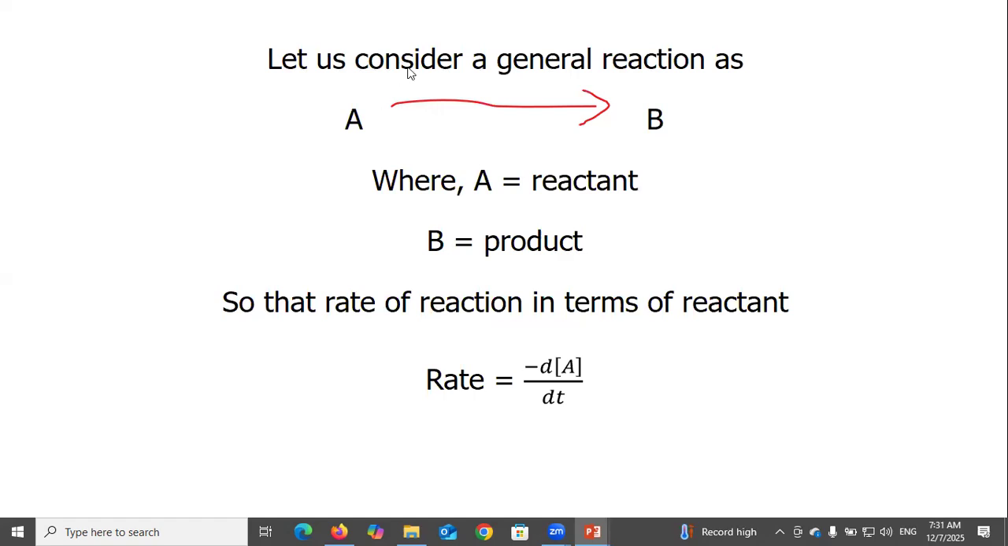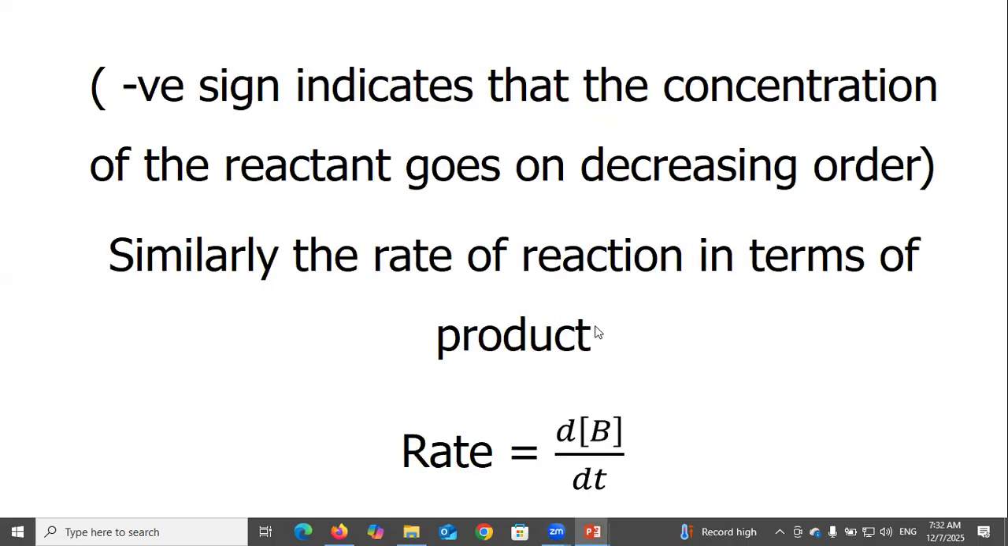Consider a general reaction, A gives B, A the reactant, B the product. So the rate of reaction in terms of reactant: rate equal to minus d[A] over dt. The negative sign indicates that the concentration of reactant goes on decreasing. Similarly, the rate of reaction in terms of product: rate equal to d[B] over dt.